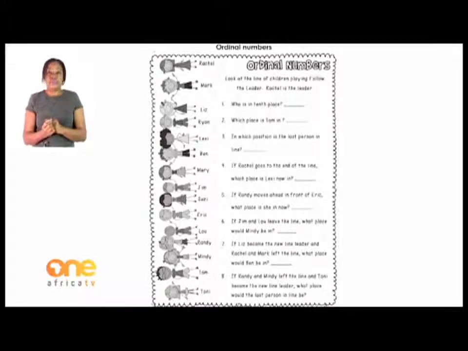Are we together? Are we getting it? Yes. It's not very difficult. It's just the number, the position on which the child is standing. So Eric is standing in the 10th place. So you write the name of Eric there. And I would like you to do the rest, number 2 up to number 8. Thank you.